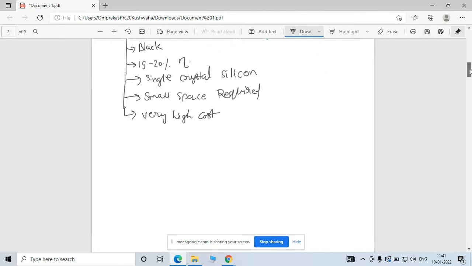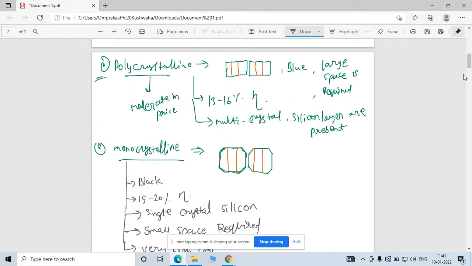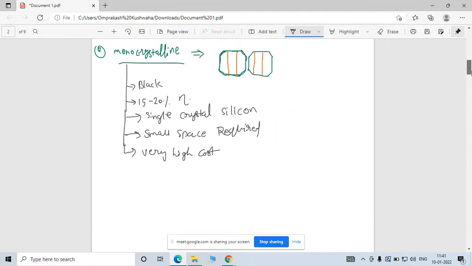So generally, we are not using this monocrystalline, but some consumers still use it even with the very high cost, because in hilly areas there is not a sufficient amount of sun rays available. So at that place, we go for the efficiency of your panel, right? So generally, this monocrystalline panel is found in hilly areas.